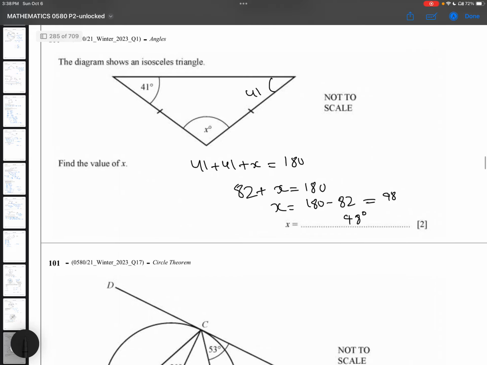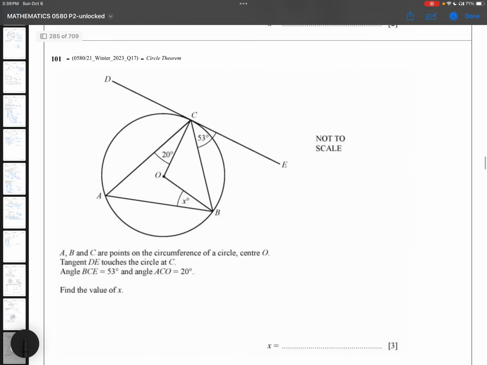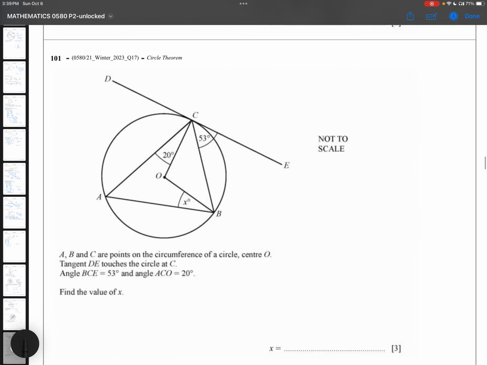That's it. Now in question number 101, A, B, C are points on the circumference of the circle center O. Tangent DE touches the circle at C. Angle BCE is equal to 53 degrees. Angle ACO is equal to 20 degrees. I have to find the value of x. This question contains 3 marks.